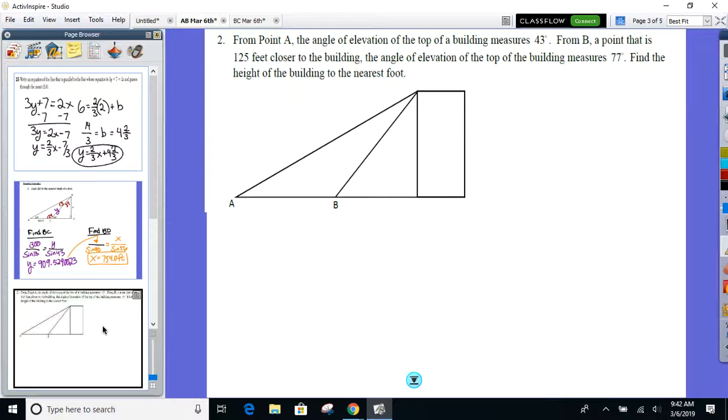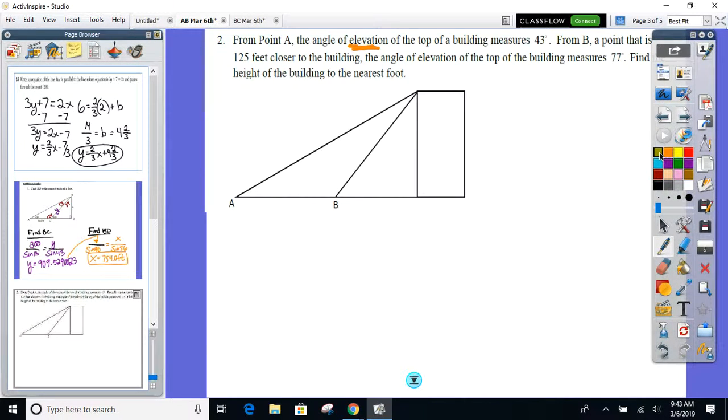Okay, from point A, hey, elevation. There's that word again. Elevation. We looking up or we looking down? Up. So looking up to the building makes an angle of 43. Plop that 43 in for me. Angle of elevation from the ground looking up. 43 degrees. Good. We're putting our 43 degrees right here at angle A.